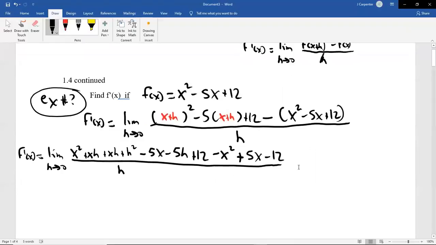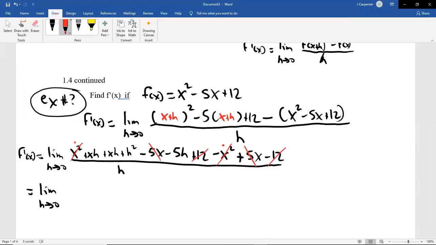Now, what happens here is lots of stuff, in fact. So this will be equal to the limit as h goes to 0. We get lots of terms that will cancel. The xh and the xh, here and here, these 2 terms are going to stack. They're going to make a 2xh. But this x squared with this x squared that's minus, those 2 terms are going to cancel. X squared minus x squared, gone. We also have this negative 5x and this positive 5x, gone, gone. Then we have this positive 12 and this negative 12, gone and gone. 6 of the terms are gone.